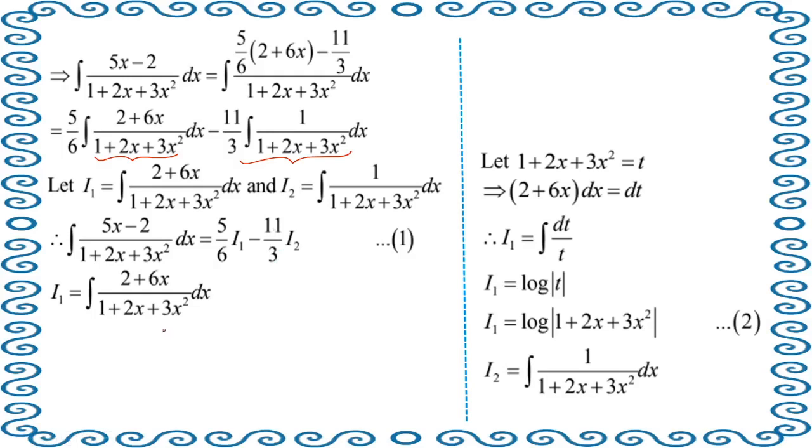Let's take the first integral I1. Here we can see, it's clearly visible, students, the derivative of the denominator is there in the numerator. So substitution is the best method here. 1 plus 2x plus 3x square equal to t. So (2 plus 6x) dx equal to dt. After that you know how to solve: log t, and put the value of t, which is this. First integral is solved.